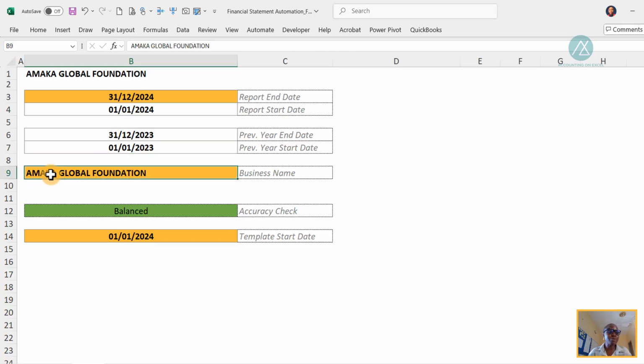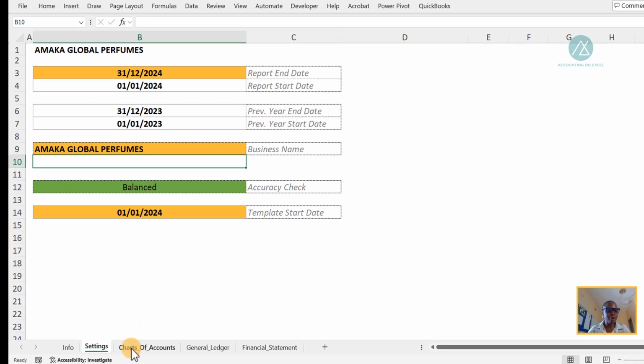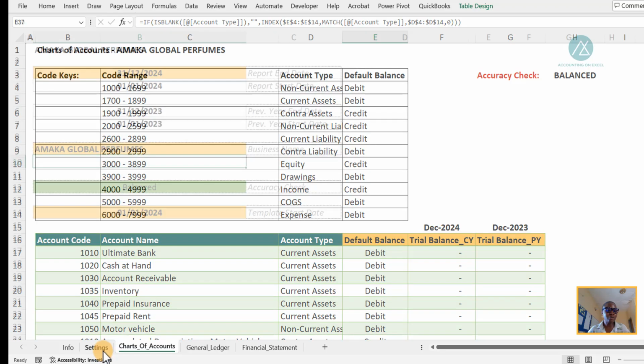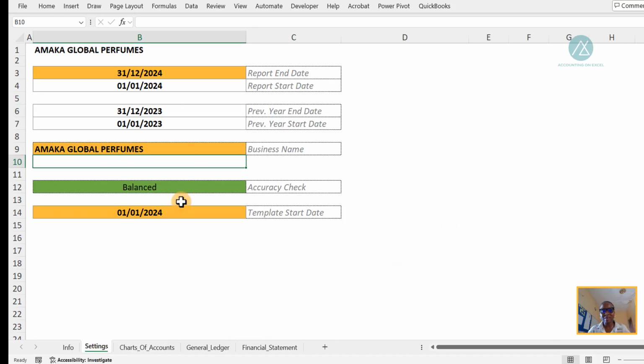So you now input your business name. The name is Amaka Global Perfumes. Right, that's the name of the business. Immediately, all the sheets will have this name updated on them. So this is what you have to do in the settings.